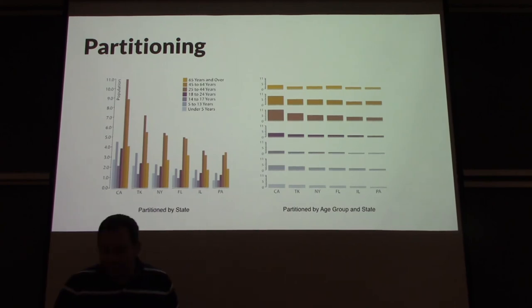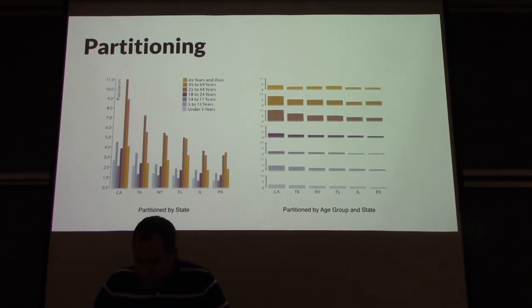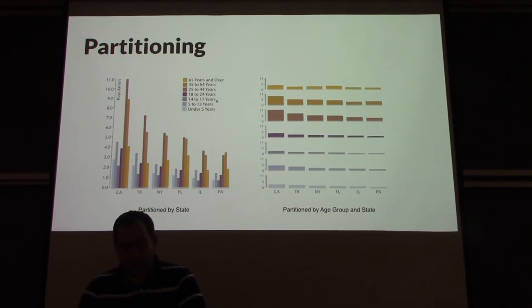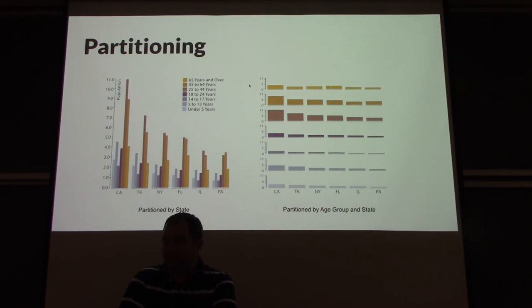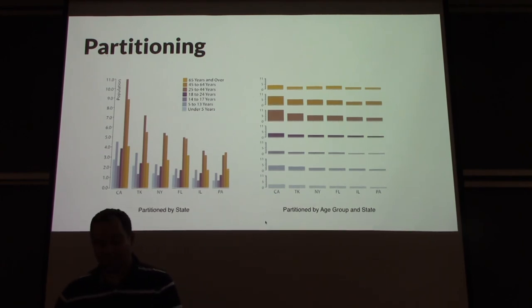So here is, I think, pension data, partitioned by state in this case. Or actually, this is population data, 65 years or over, 45 to 64 years and so on, partitioned by state. So we see here's all of California, here's New York, Florida, Illinois, Pennsylvania, and so on. And then if we partition it by age group and state, here are the 65 and overs, here are the 45 to 64, the 25 to 44, and here are the states. So we have partitioned in both categories, in states and in these age groups in this case.